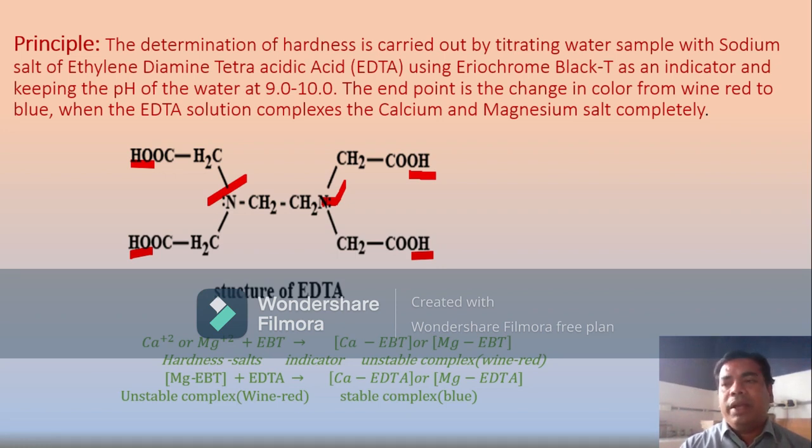At the end point the wine red color disappears and it appears as blue color. When the blue color appears, it forms a stable complex, and the Ca+2 and EDTA complex formation has happened. So then it shows the blue color. Then stop the burette reading.